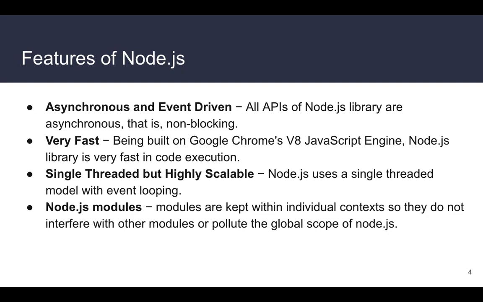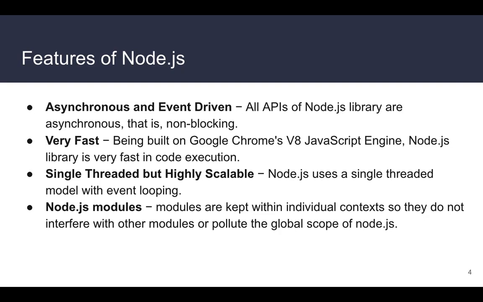Moving to the next point: it is lightning fast, being built on Google Chrome's V8 JavaScript engine. Node.js is very fast in code execution. A JavaScript engine is nothing but a parser or a converter that converts JavaScript code to machine code, so that the machine can understand.